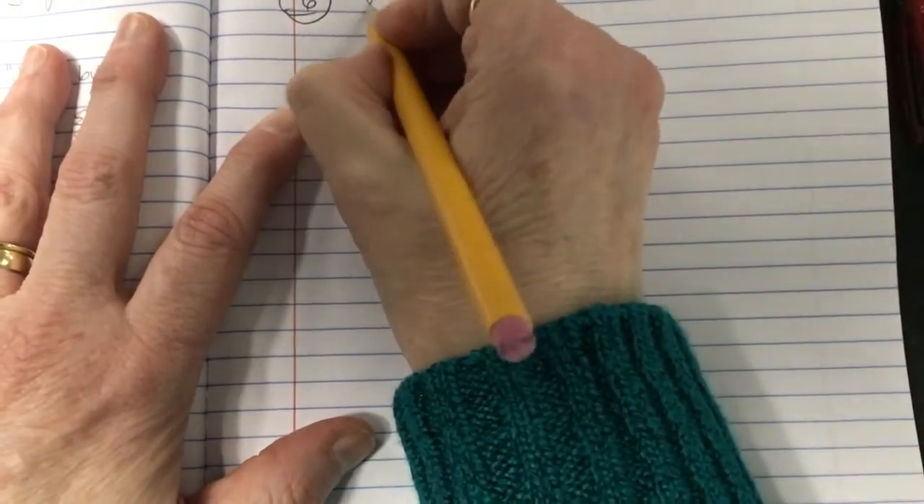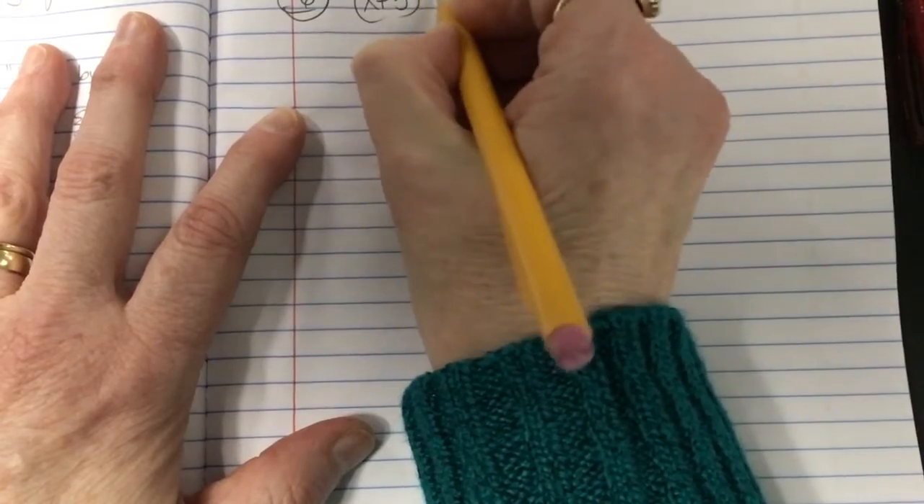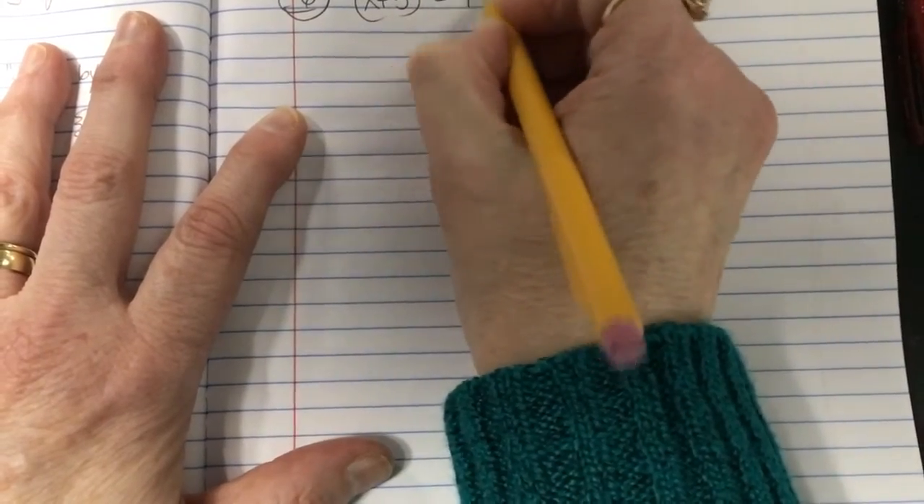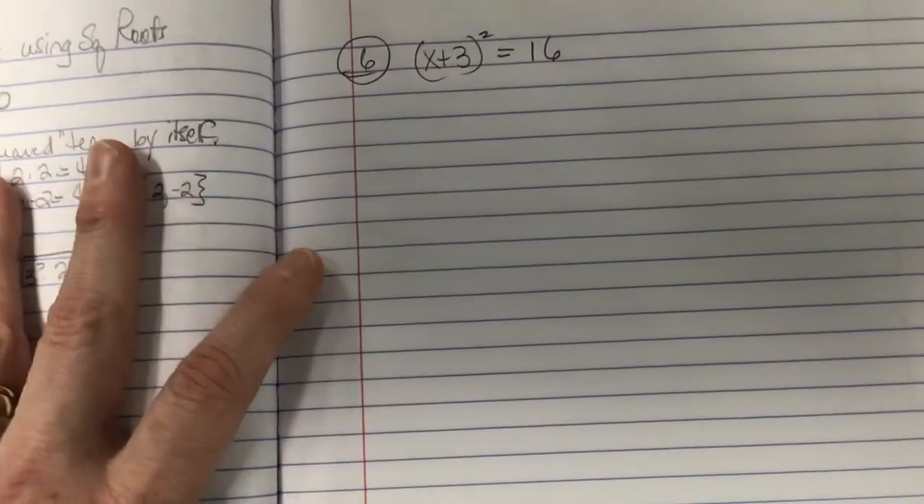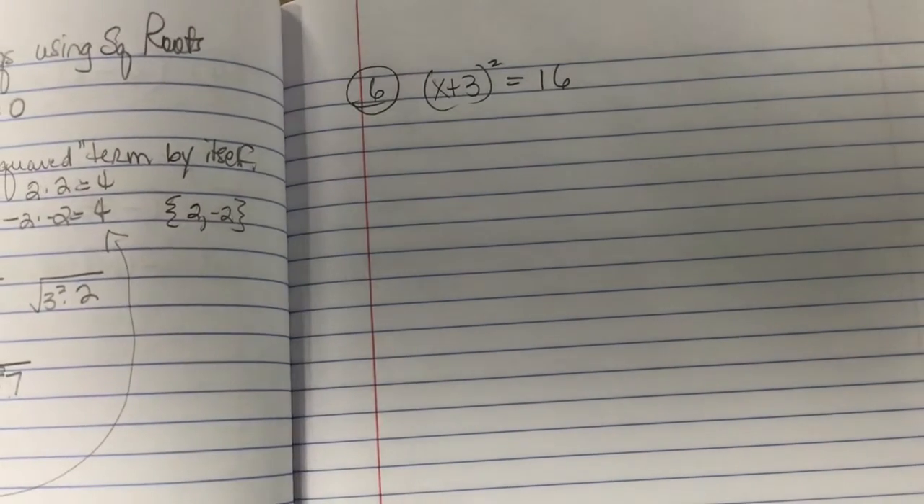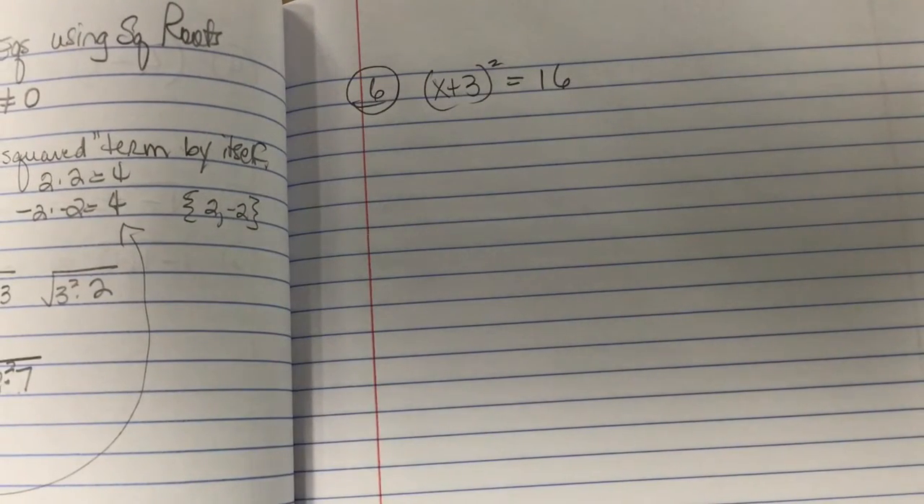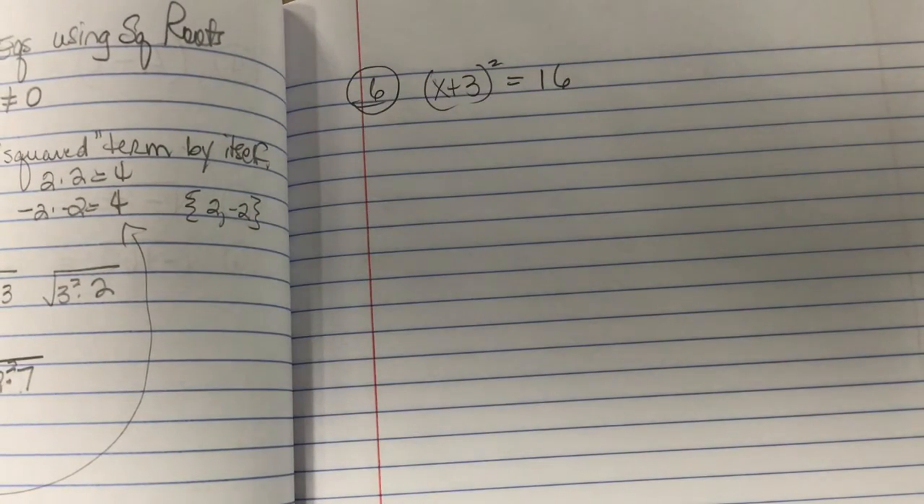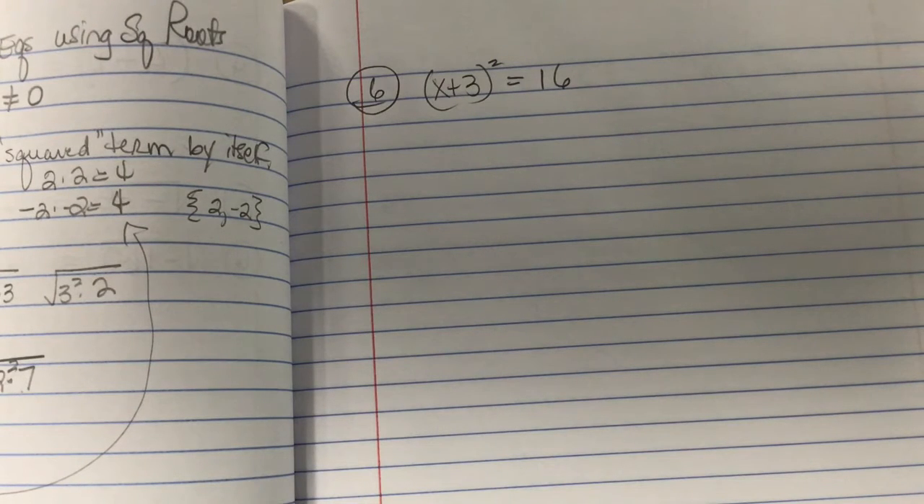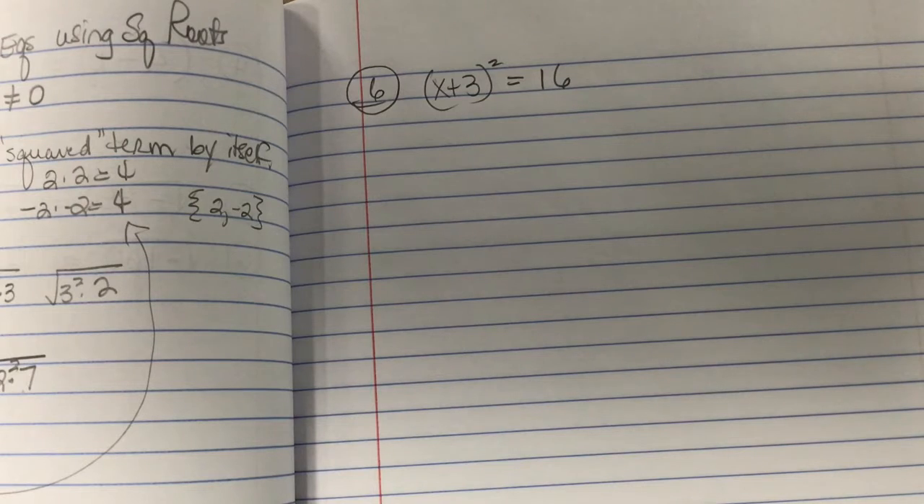Let's do (x + 3) quantity squared is equal to 16. Now, there's a little bit of a problem. I told my regular class last week, this is a case where you can't get your x squared by itself because of the way it's set up.